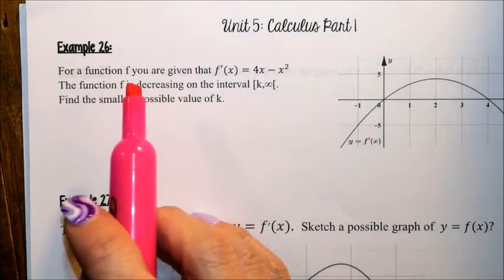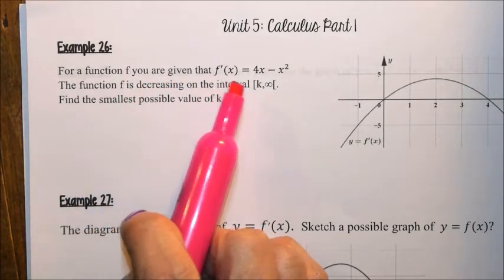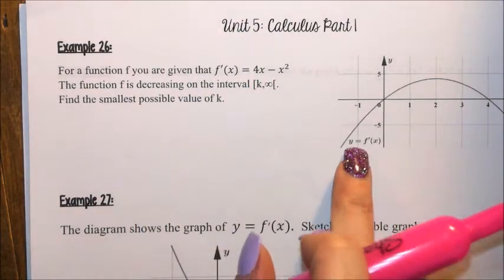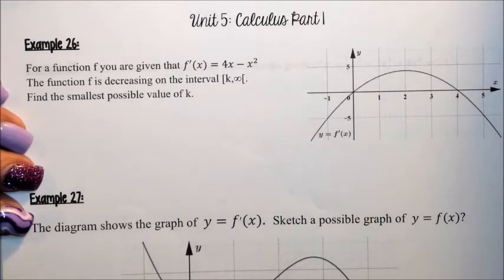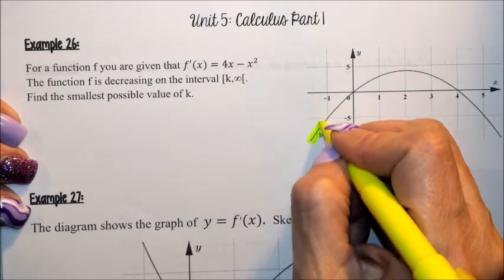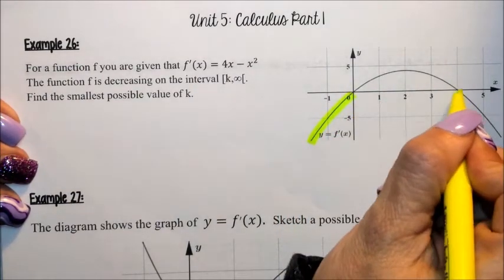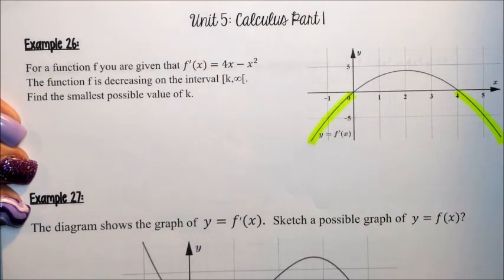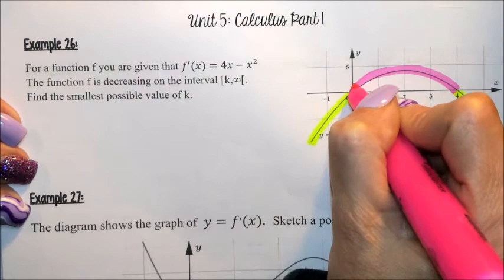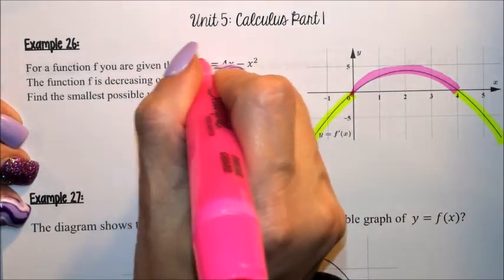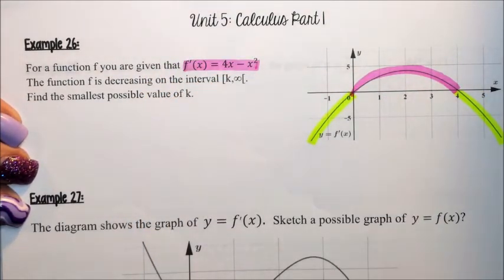All right. For the function f, you are given f prime of x equals 4x minus x squared. That's this right here. The function f is decreasing on the interval from k to infinity. Find the smallest possible value for k. All right. So, we are negative down here. We are negative down here. These are decreasing. And then this one up here, we are a positive slope. Right? Because this is f prime of x. So there it is.